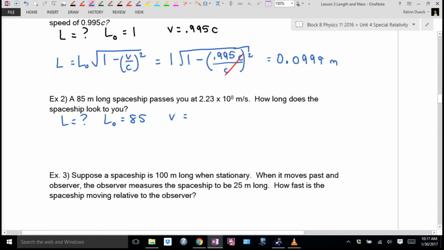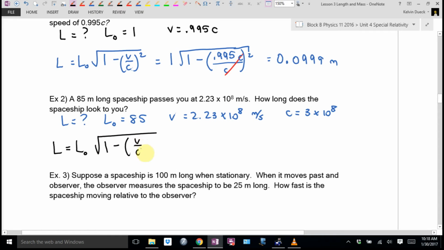And they told us the speed, 2.23 times 10 to the 8th. This one they gave us in meters per second, so unfortunately this time I'll have to plug in c as 3 times 10 to the 8th, because there isn't a c tucked into my original v. Do you see? Sadly not this time. I'm going to get, again, L equals L0 square root of 1 minus v over c all squared.